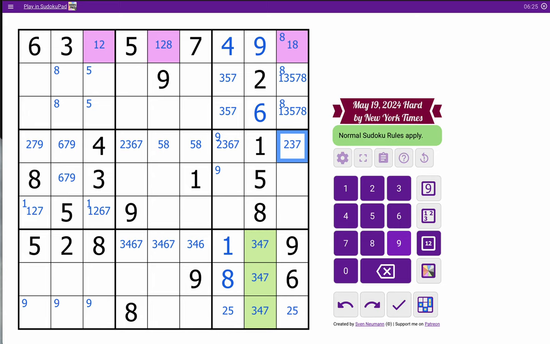In box five, I have one, five, eight, nine. I need two, three, four, six, seven. Neither of those can be three. Box five fills out like this, which is no help at all. Those are two, four, six, seven, nine to finish row five. This can't be six or nine. Can't be five, eight, nine. So this is what?